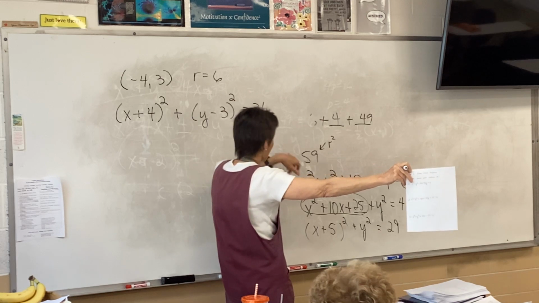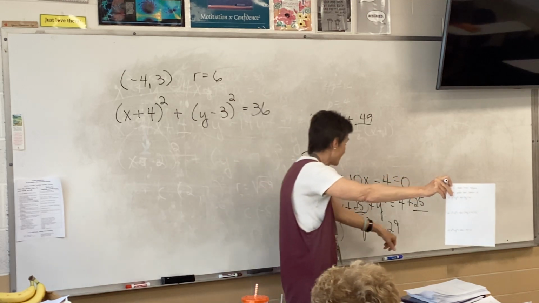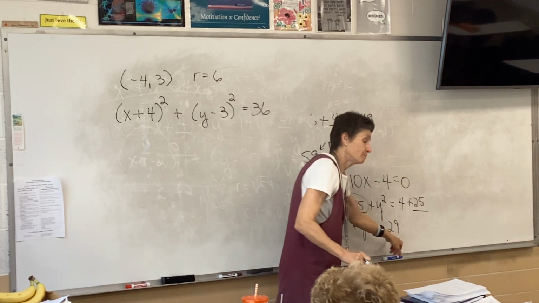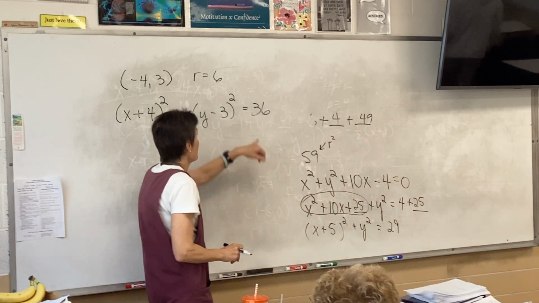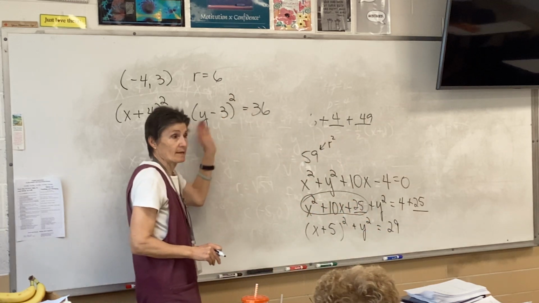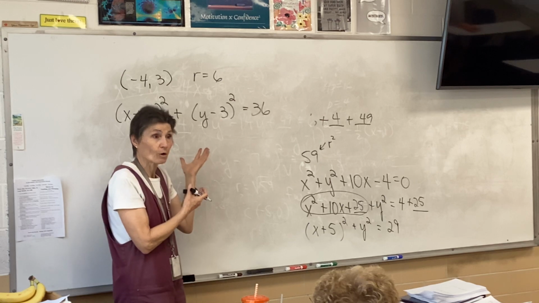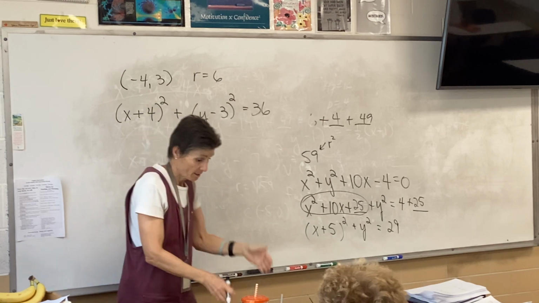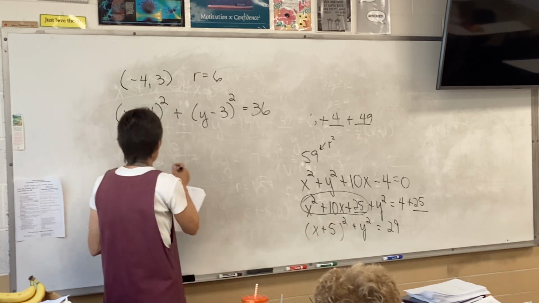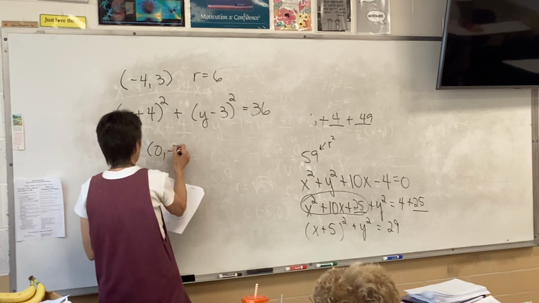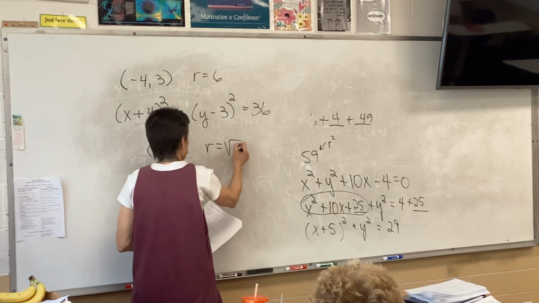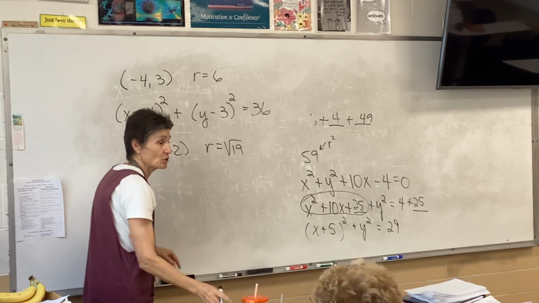So r squared, this number right here, is r squared. So r squared would be 36, that's it. There's really no work for that problem. All right, what about this one? With the center at 0, -2, and a radius √19. What's that equation going to look like?